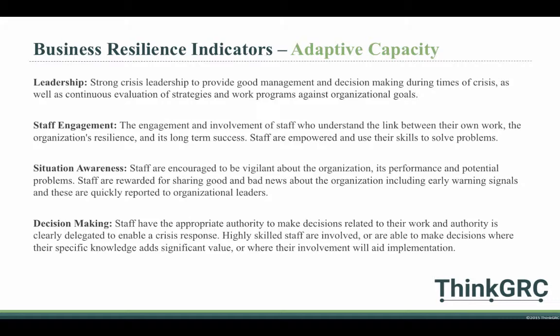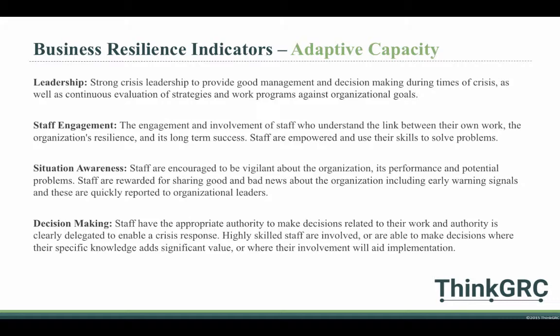Leadership, which is defined as strong crisis leadership to provide good management and decision making during times of crisis, as well as continuous evaluation of strategies and work programs against organizational goals. Staff engagement is defined as the engagement and involvement of staff who understand the link between their own work, the organization's resilience, and its long-term success. Staff are empowered and use their skills to solve problems.